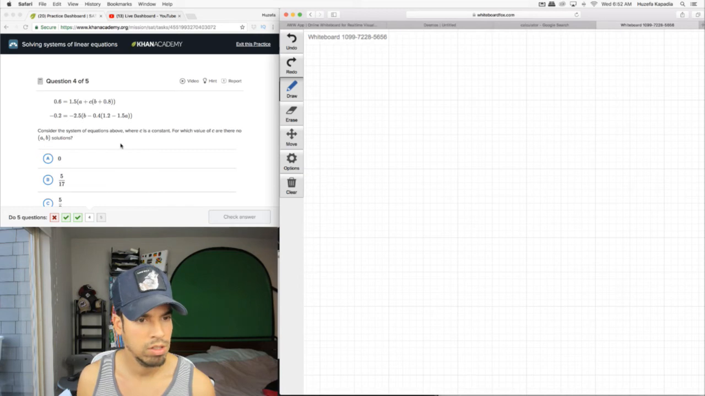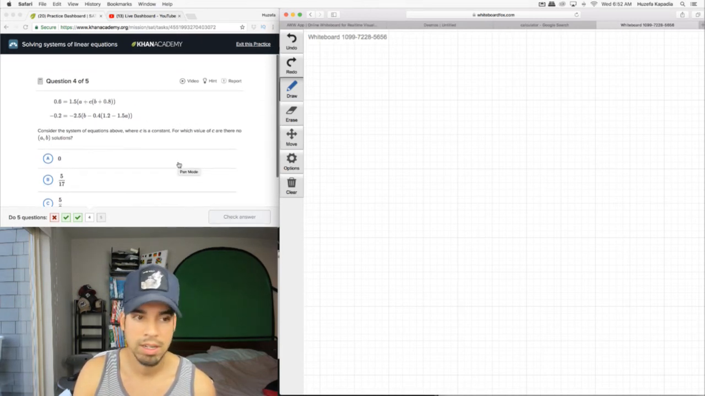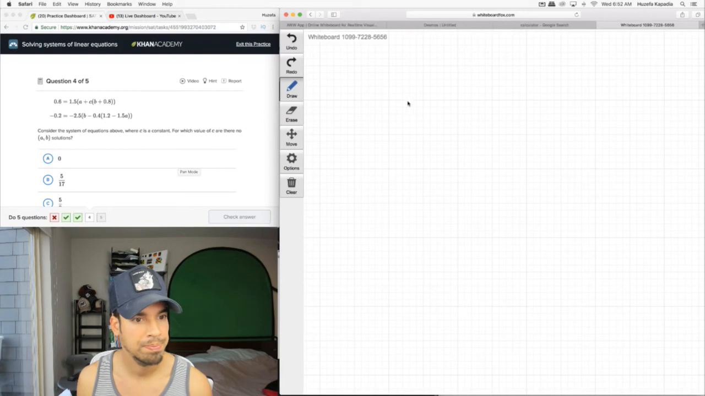All right, let's try this one. Consider the system of equations above where c is a constant. For which value of c are there no solutions? Same thing, so this time we have to be careful and make sure that none of the above is again an answer. So we've got to be really careful here. So again, a is my x, b is my y. And yeah, this is crazy.